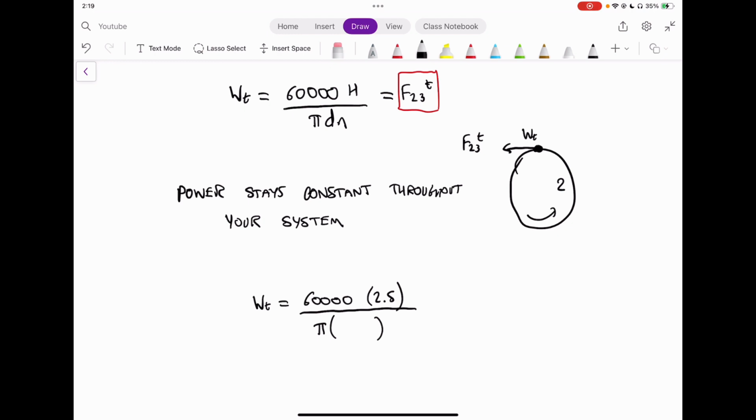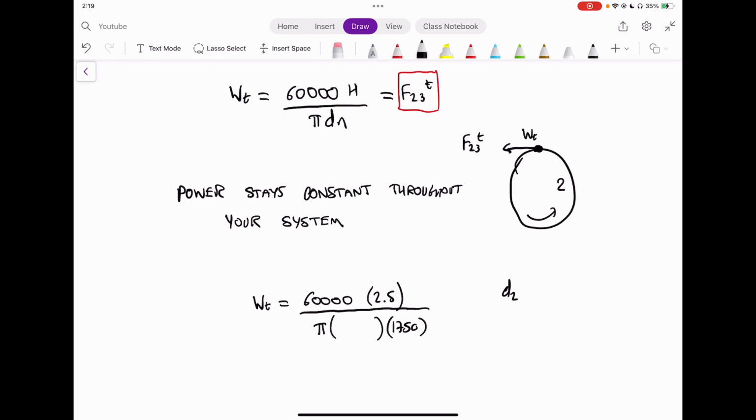And then N is just 1750 RPM, because that's the RPM that was given in the question for the pinion or gear number 2. Okay, so the last thing we need to find is the diameter of gear 2. In order to find the diameter of gear 2, we need to solve for D2. Now, how are we going to solve for D2?